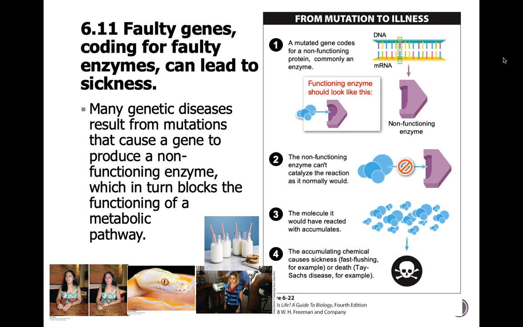There are some other problems that can arise, some other examples of faulty genes. Your book goes through something called fast flushing, which is an inability to produce something called alcohol dehydrogenase, which breaks down alcohol in your system. Albinism is another form of a faulty gene. So in albinism, the body does not produce pigment. So the individual appears to have no pigment. Their skin is really light. Their eyes are often red in color. And then we already talked about Tay-Sachs and cystic fibrosis in chapter 4. So those are all good examples of faulty genes that can lead to a sickness.